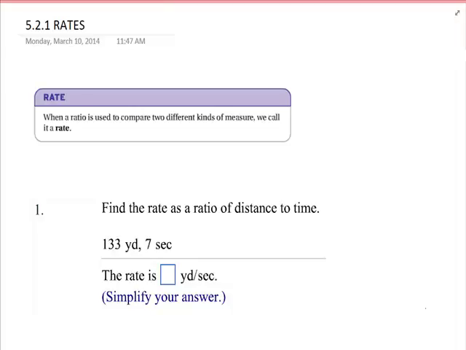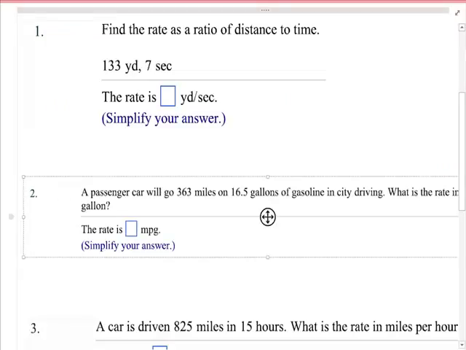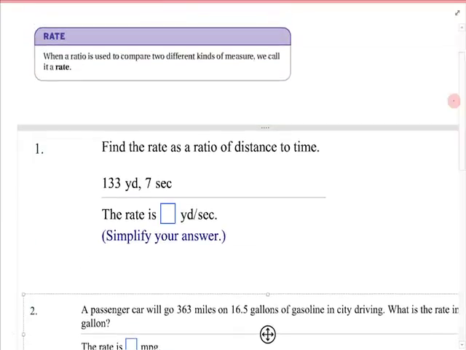All right, we've worked with ratios, and now we're going to talk about a special kind of ratio that's called a rate. A rate is when a ratio is used to compare two different kinds of measurement, we call it a rate. For example, find the rate as a ratio of distance to time.